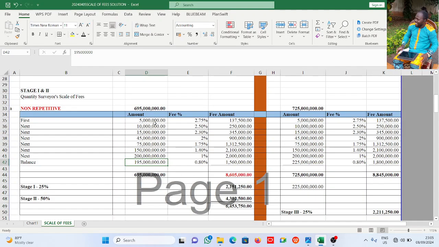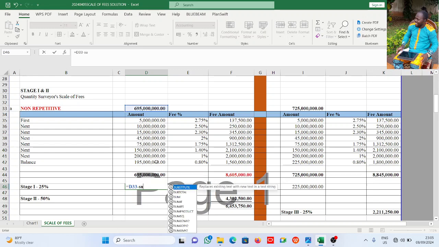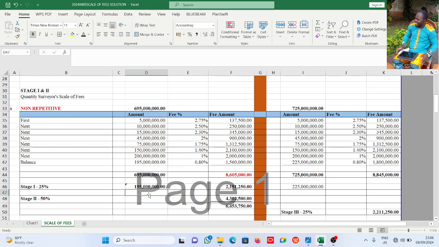How do we arrive at that? Firstly, we have to sum all this here. This is 500 million. That is what that scale is saying: balance over 500 million. Now, what is the balance? It is 695 million minus 500 million. Now, this is what we have here. Bam. 695 minus the sum of these from here to here. That is 195. This is what I have here, 195 million.